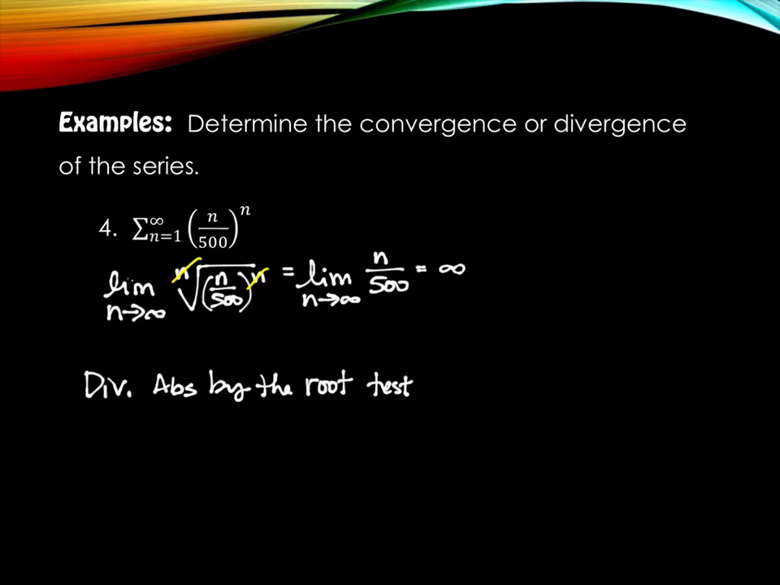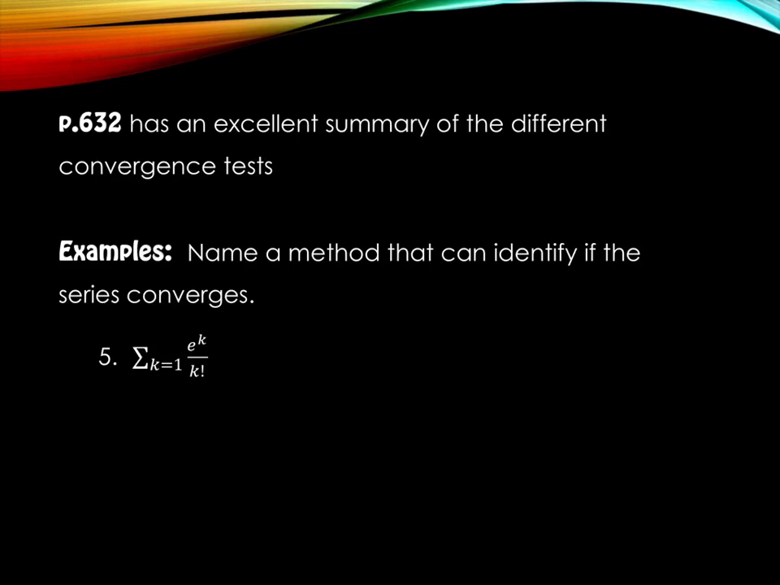Okay, the last part of this section we're going to look at today anyway is identifying different tests that can be used for determining if a series converges. So there's a note here about page 632, and in your paper I wrote 636, so I don't know which one it is. 636 is correct, so I had a typo when I transferred it over. Here's a little chart of all the tests. 636, we'll go with that.